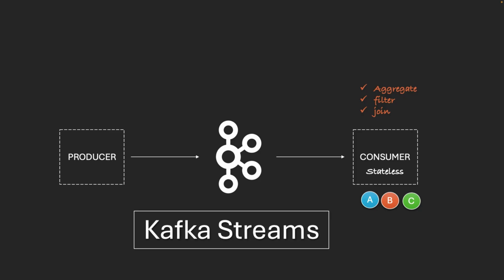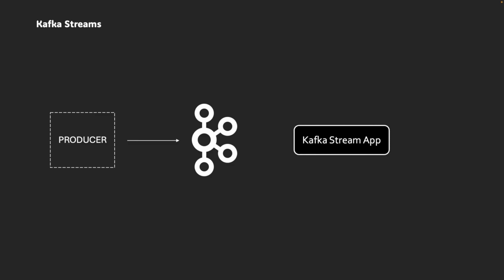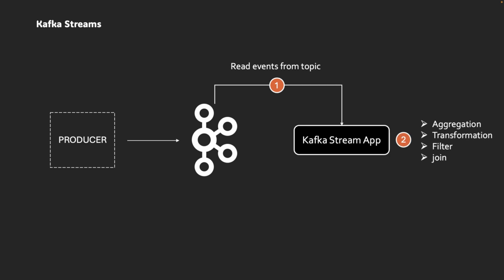Well, that's exactly where Kafka Streams comes into the picture. Now, what does Kafka Streams do here? Once your producer sends events to the topic, this Kafka Streams application subscribes to the topic and reads the data. Then it processes, aggregates and enriches the data in real time. Then finally, it writes the transformed data back to the topic.